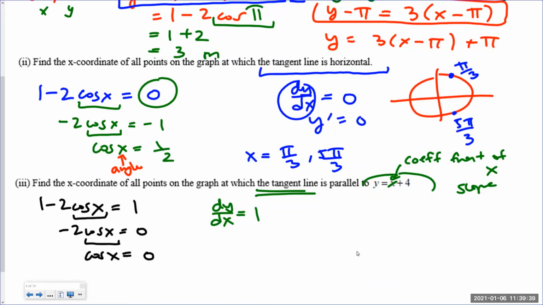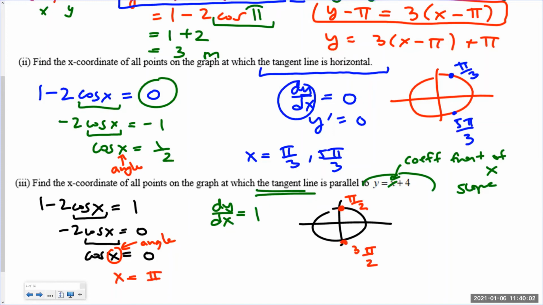Think about my unit circle. Okay, cosine x is equal to 0. At what angle? Because this is always an angle. If it's sitting next to cosine or sine, at what angle is cosine, the x value, meaning I don't move left or right, going to be 0? Pi over 2 and 3 pi over 2. Nice. Okay, so this is going to be x equals pi over 2, comma 3 pi over 2.